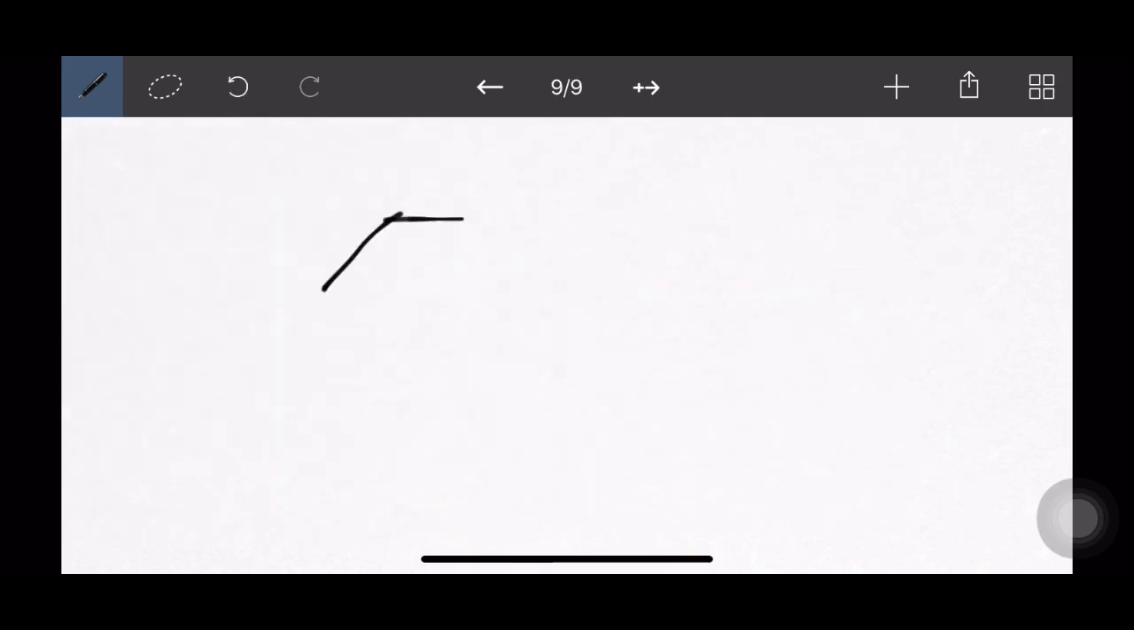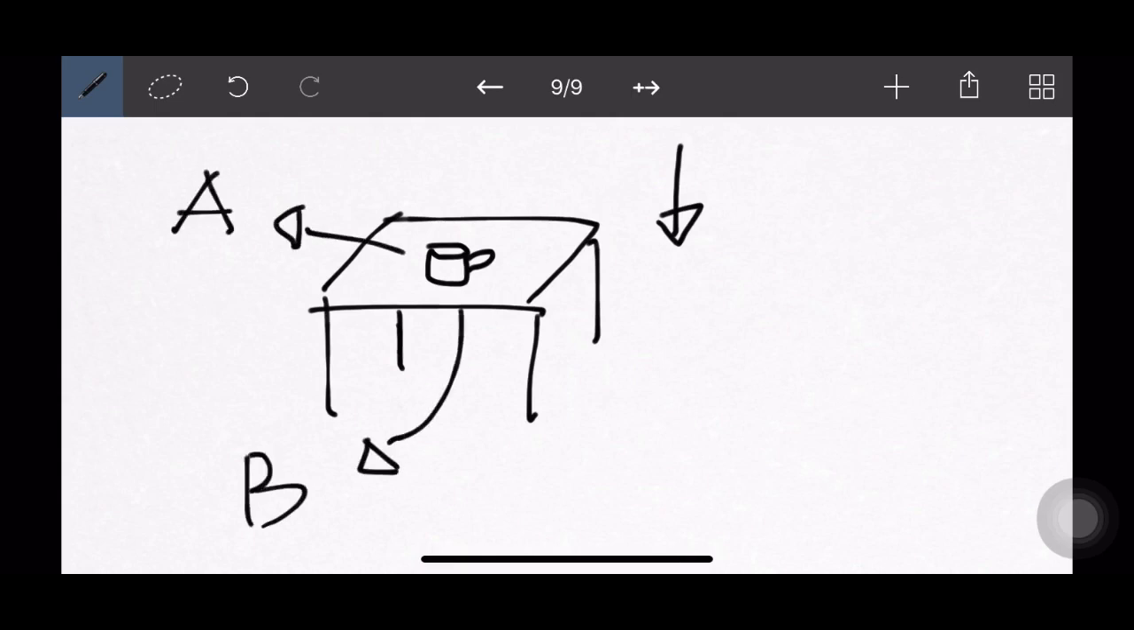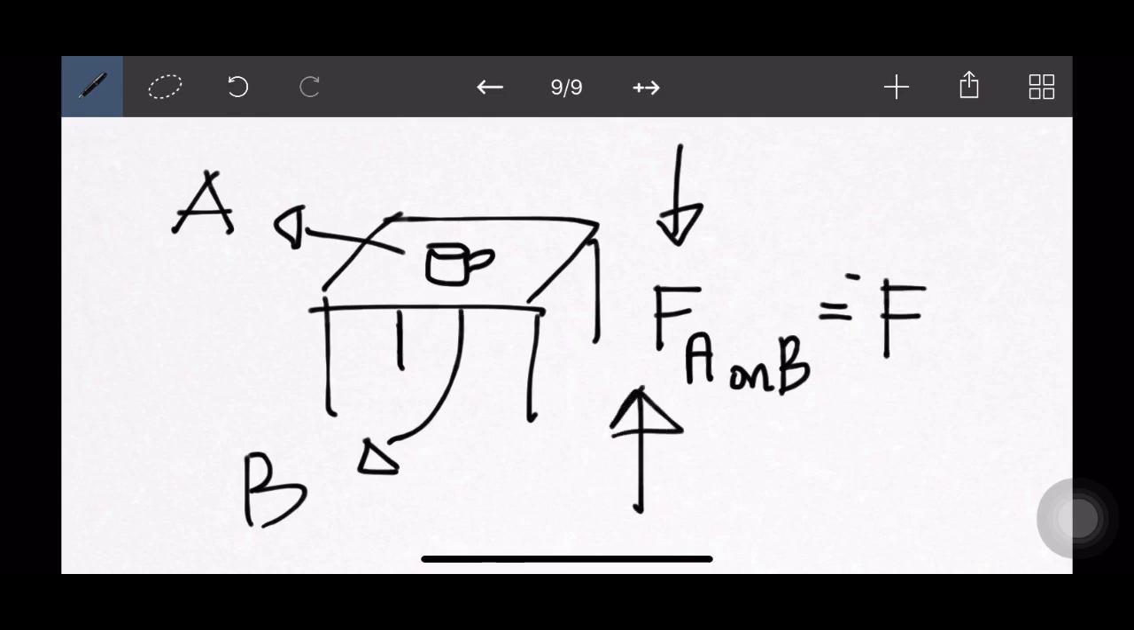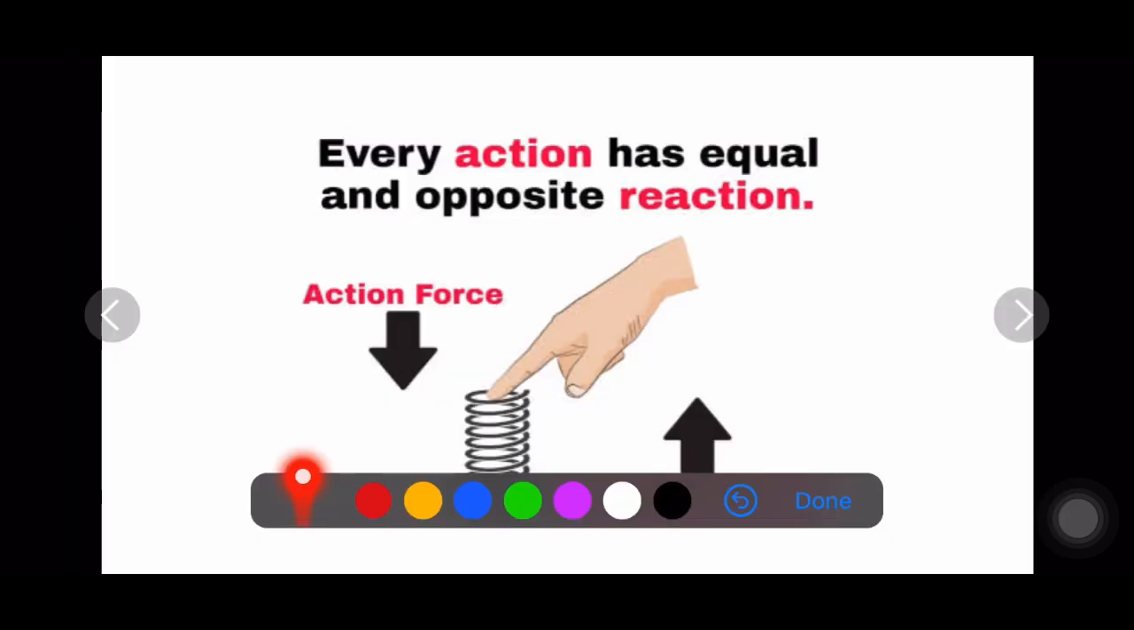For example, we have here a cup of coffee on the table. Let's say the cup of coffee is object A and the table is object B. So the force exerted by the coffee on the table is equal to the negative force exerted by the table on the cup of coffee. And that's it. We can also have the statement of the third law, which is every action will always have an equal and opposite reaction.